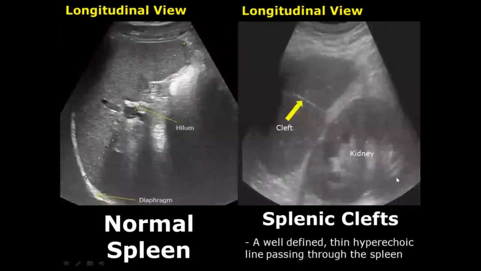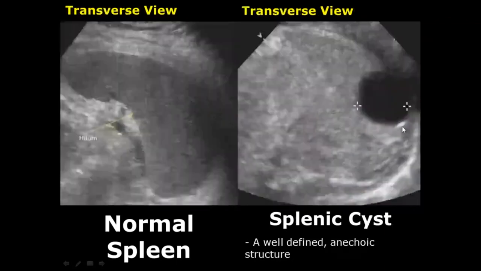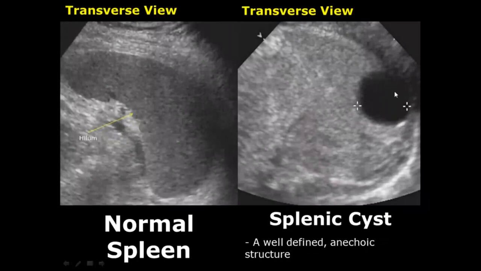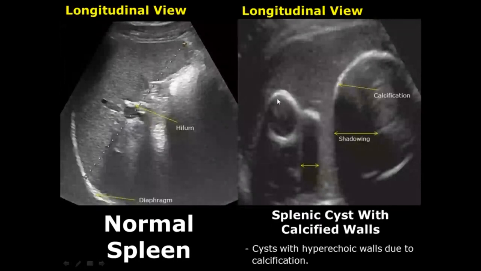If you notice a well-defined hyperechoic line passing through the spleen, it is a splenic cleft. It is also a normal occurrence. A splenic cyst is a cyst just like in other organs, a well-defined anechoic structure, and will have enhancement. Sometimes the cysts can have calcified walls which will appear hyperechoic and have posterior shadowing, but it is a very rare occurrence.